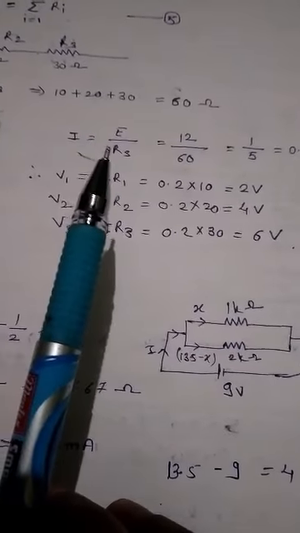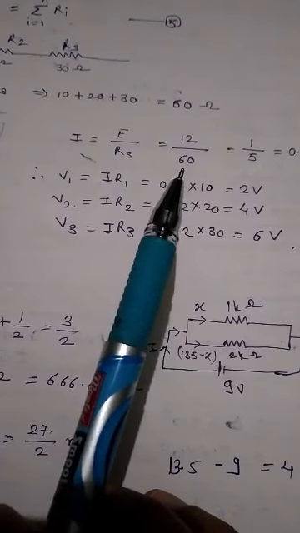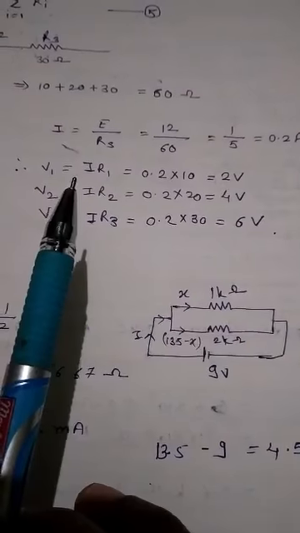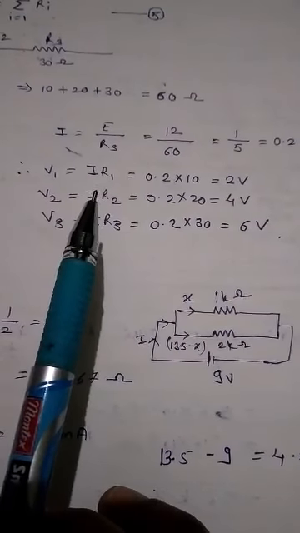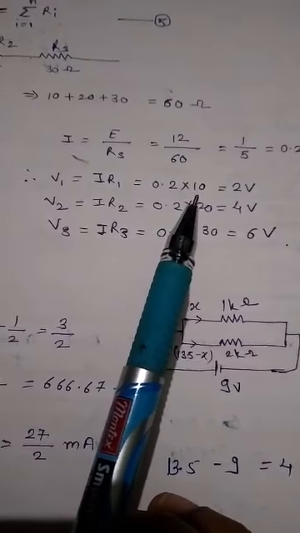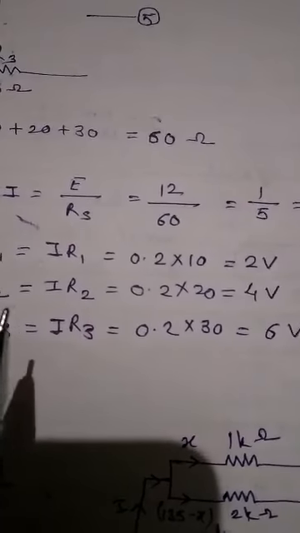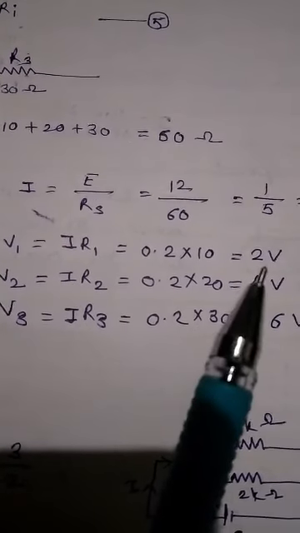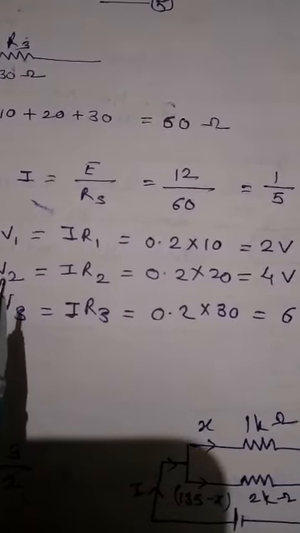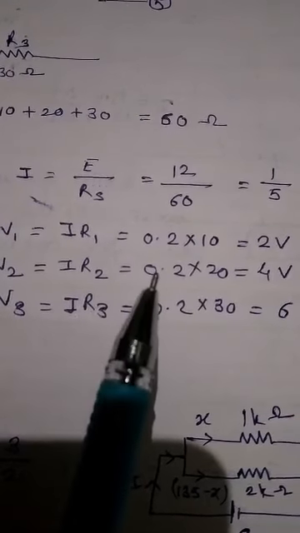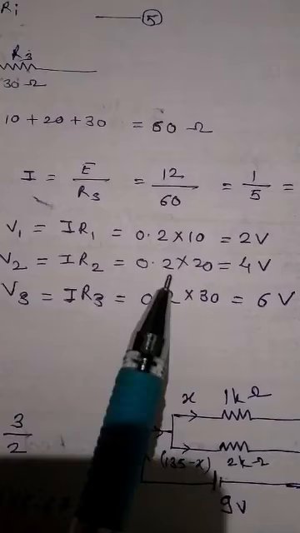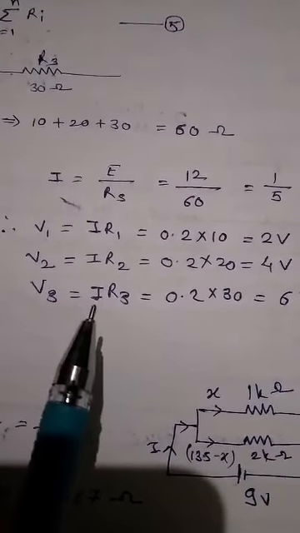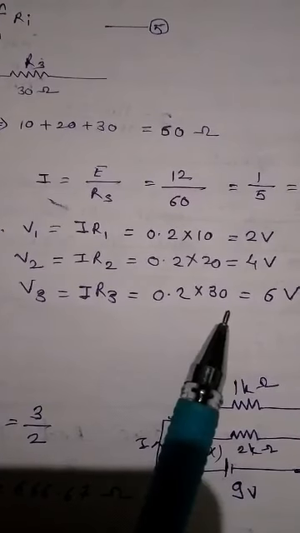Okay, so I is equal to E upon RS is equal to 12 upon 60 is equal to 1 upon 5 is equal to 0.2 ampere. So therefore V1 is equal to I R1, so 0.2 multiplied by 10 is equal to 2 volt, because voltage unit is volt. So V2 is equal to I into R2, means 0.2 into 20 is equal to 4 volt, and V3 is equal to I into R3 is equal to 0.2 into 30 is equal to 6 volt.